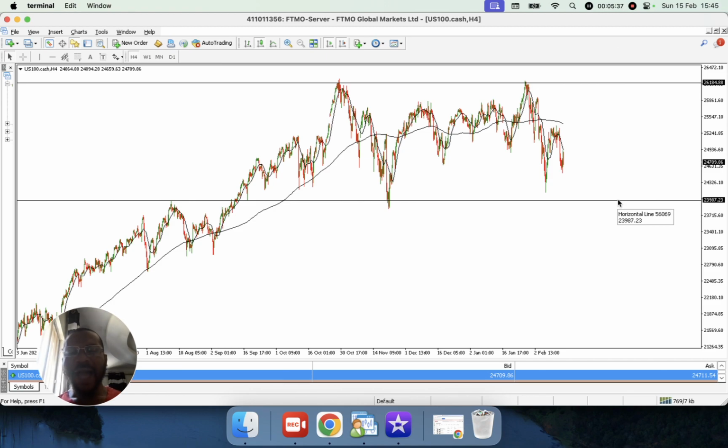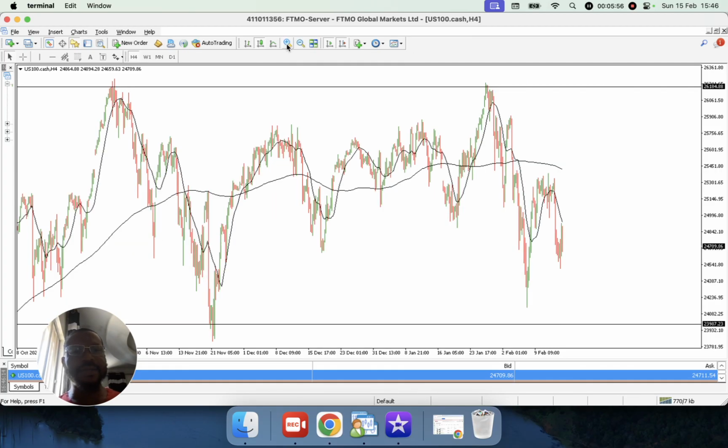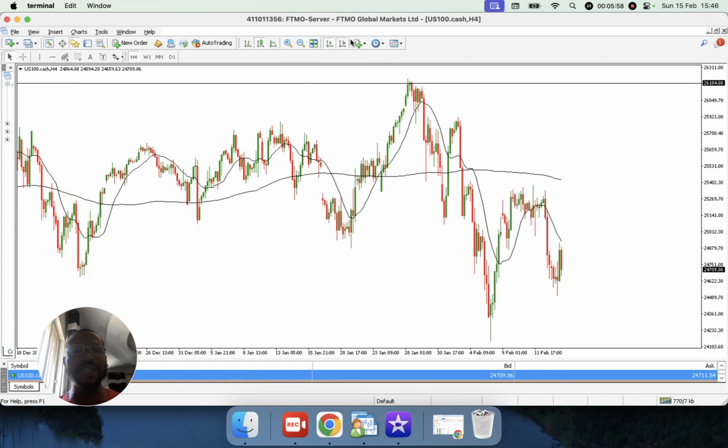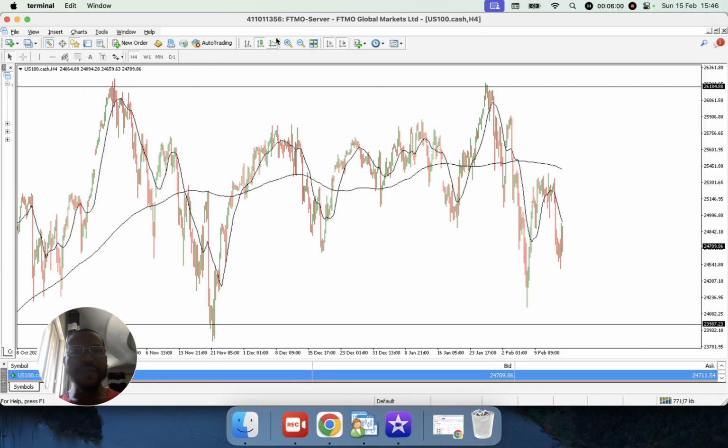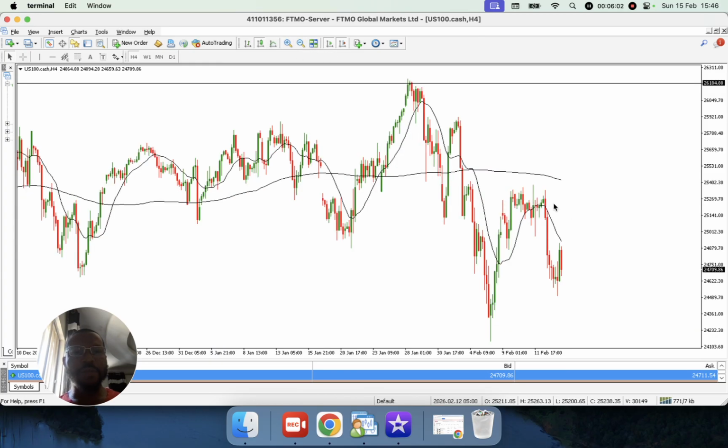Okay, so now how do I trade the Nasdaq as we enter into the new week? As we enter into the new week, I just want the Nasdaq to come to this demand area so I can buy, or it comes back here so I can sell. But there's something again that I see with the Nasdaq. Last week I told you guys that if the Nasdaq comes up here, I will sell.